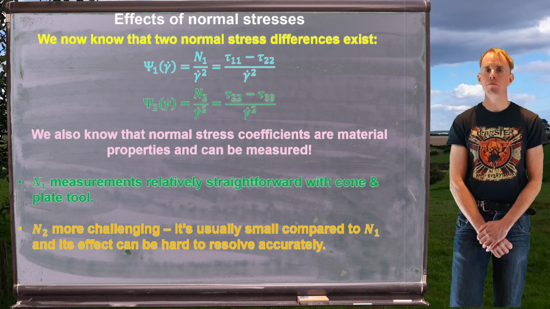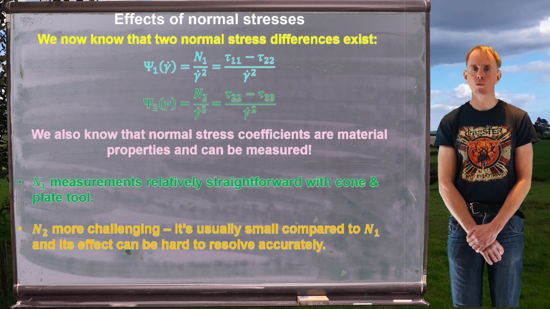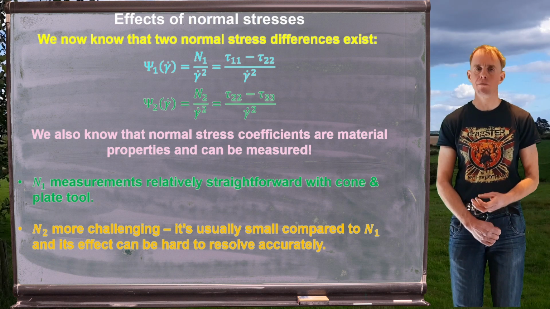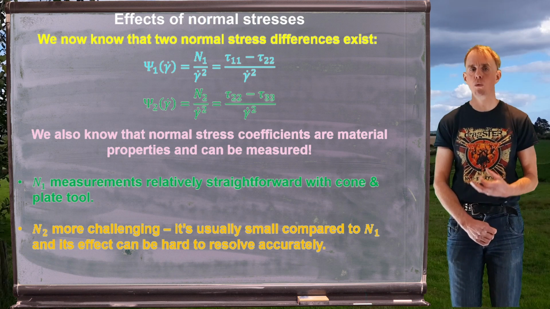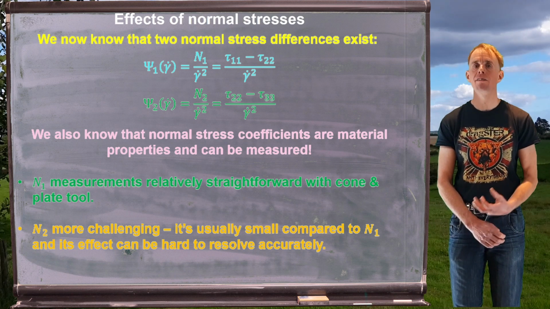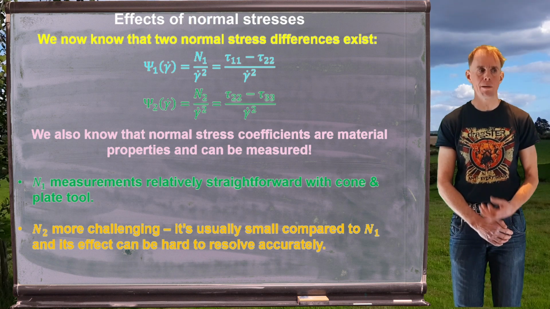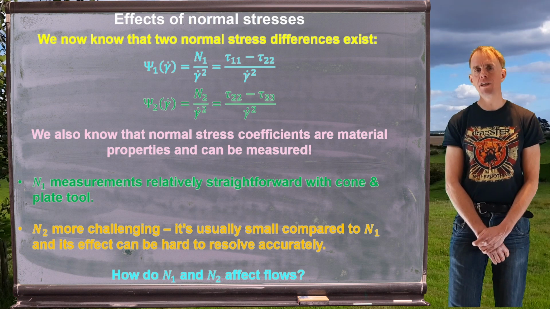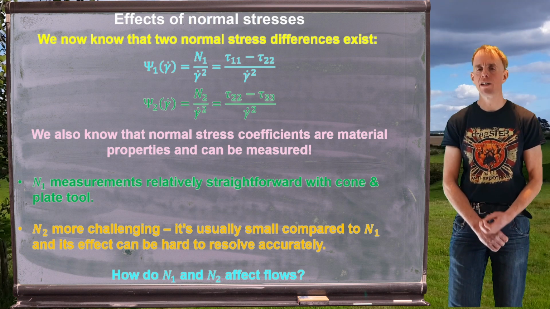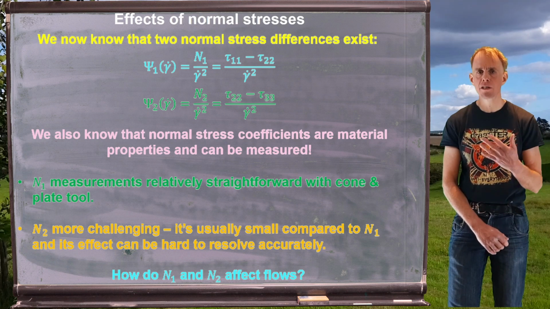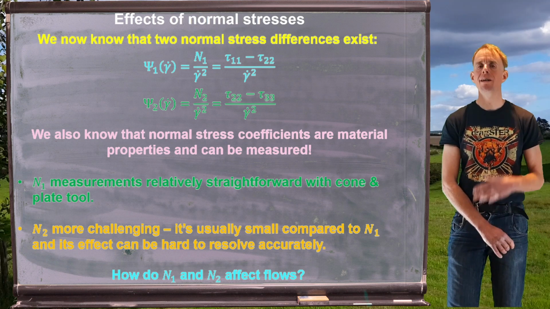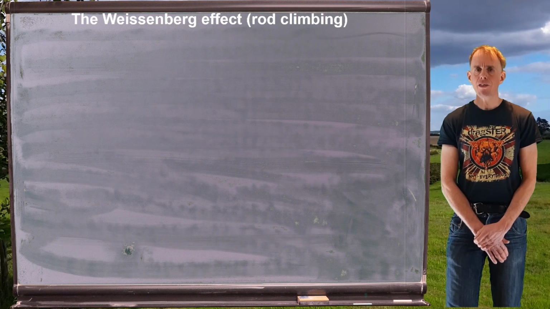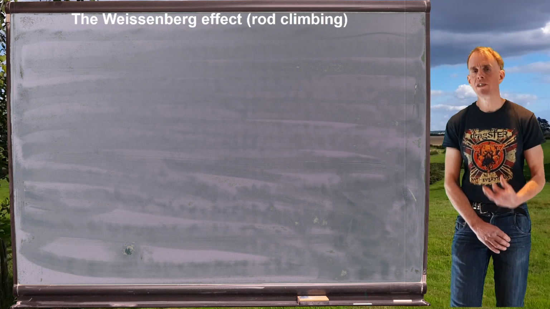We know that N1 measurements are, relatively speaking, quite straightforward in a cone and plate tool, and that we've also discussed the fact that N2 is a challenging measurement to take because N2 is typically a lot smaller than N1 and it's hard to isolate from N1 unless you've got some pretty specialist equipment. So what we want to try and do now is to think about how N1 and N2 affect flows. We're going to, in this part of this lesson, focus more on N1, and in the final part of this lesson, focus on N2.